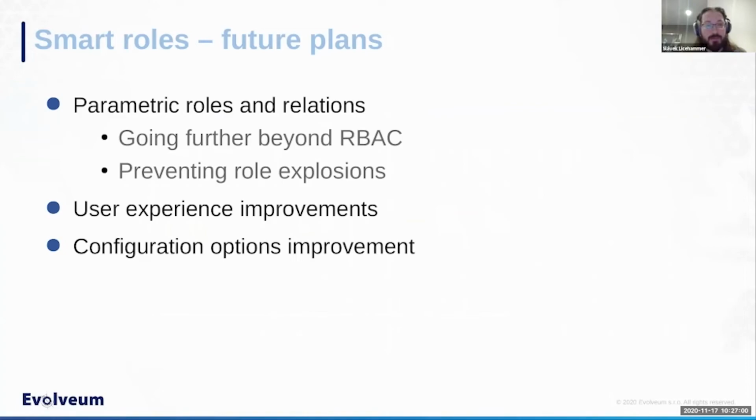What's the next plan? Yeah, we want to go beyond that because we want to introduce some parametric roles and relations. And even what I showed you today is far beyond the standard role-based access control. If we introduce additional parameters, it will give you many more options for how to configure it and how to prevent some role explosion, because with this approach, you might get to a situation where you have too many roles and it becomes too hard to manage.